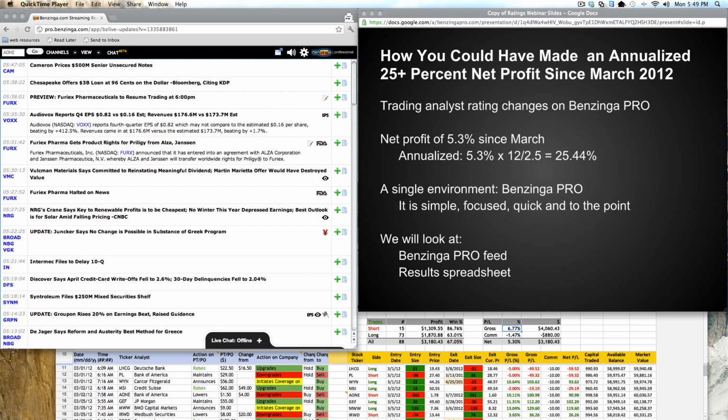In it, I'll show you how you could have made an annualized 25+% return by trading signals from Benzinga Pro's Analyst Ratings newsfeed. These are trades I've picked up since the beginning of March, using Benzinga Pro exclusively. I'll walk you through the routine I followed to pick up these trades.